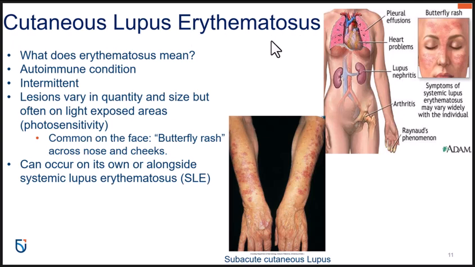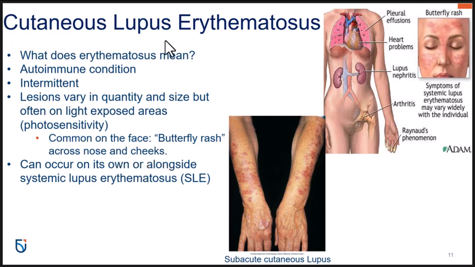And then erythematosus refers to the reddening that is seen with this rash. It is intermittent, so it can come and it can go. The lesions will vary in quantity and size depending on the person and the situation, but oftentimes the rash is seen on areas that are more commonly exposed to sunlight. If you think about the areas on your own body that most commonly see the sun, it's going to be your arms, your chest even, and then the face. So the nose and the cheeks tend to be particularly susceptible.